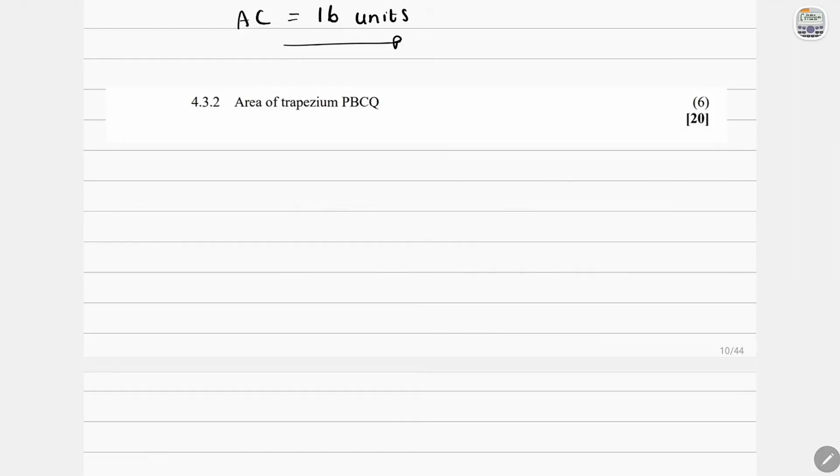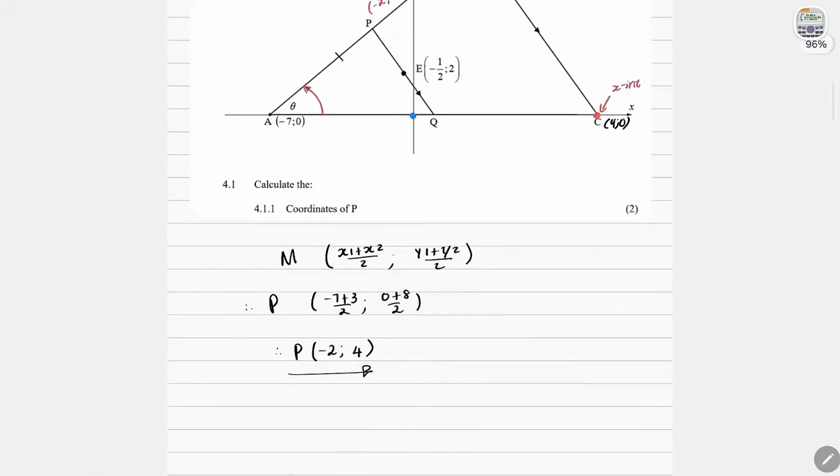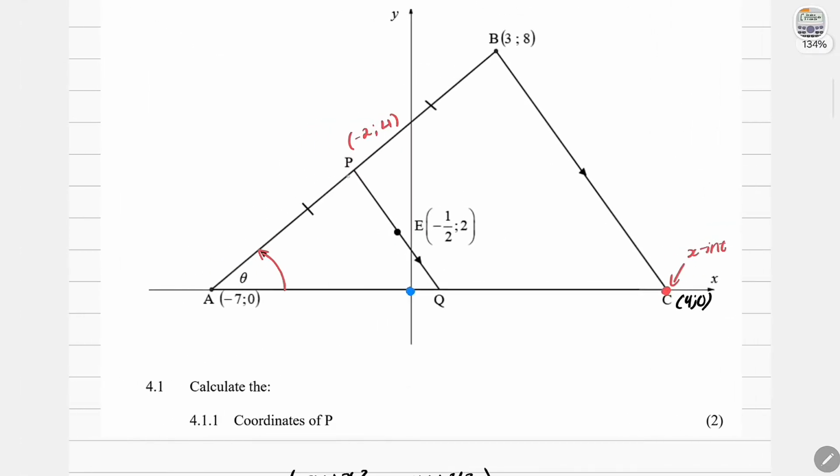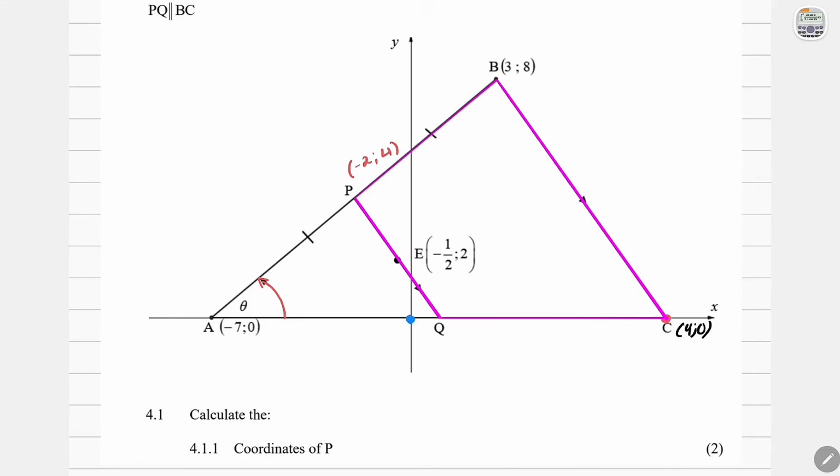Question 4.3.2 says we need to find the area of the trapezium PBCQ. So PBCQ, and let's just highlight that first. So that's from P, B, C, and Q. Okay, so we need to think about this. This is a trapezium. We could use the formula to find the area of a trapezium, but in this case, the trapezium needs to have a visible height, and then we can actually do that.